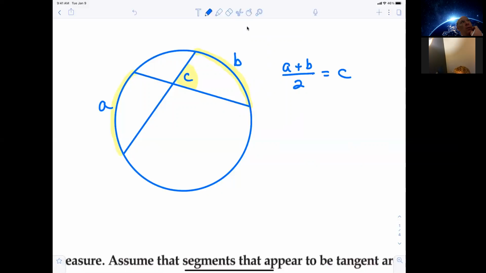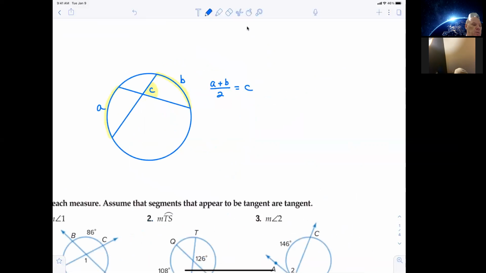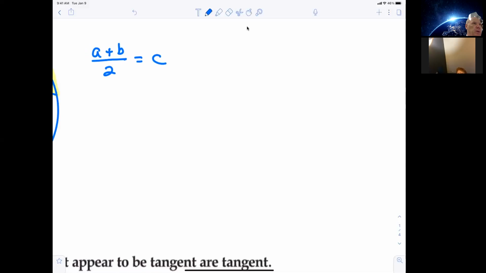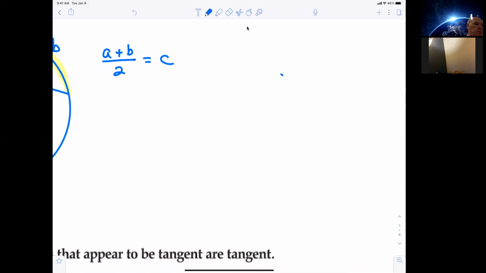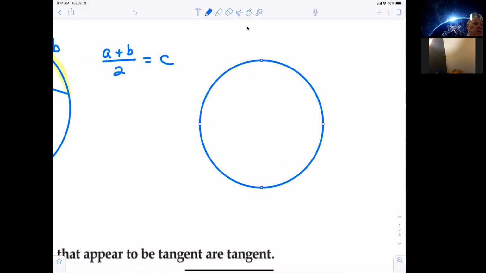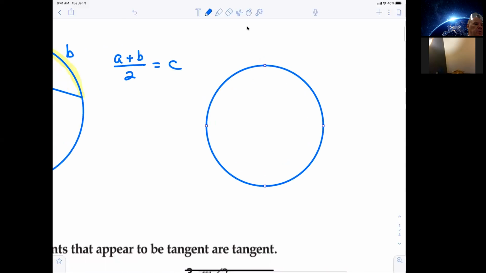All right, that's the formula for today. I just say it's the average of the arcs. The angle is the average of the arcs. All right. Now, the other thing is if you have secant lines or tangent lines, so let's just review that.